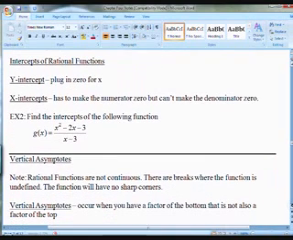Intercepts of rational functions, we do the same thing, and we've actually done the second part also. Y-intercepts, plug in 0 for x. X-intercepts says it has to make the numerator 0 but can't make the denominator 0. And let me show you what I mean by that on this next example. Example 2 says find the intercepts of the following function. Let me write this down and work it out.